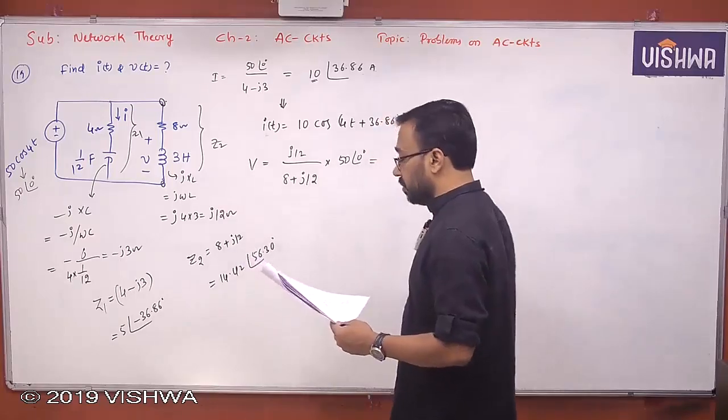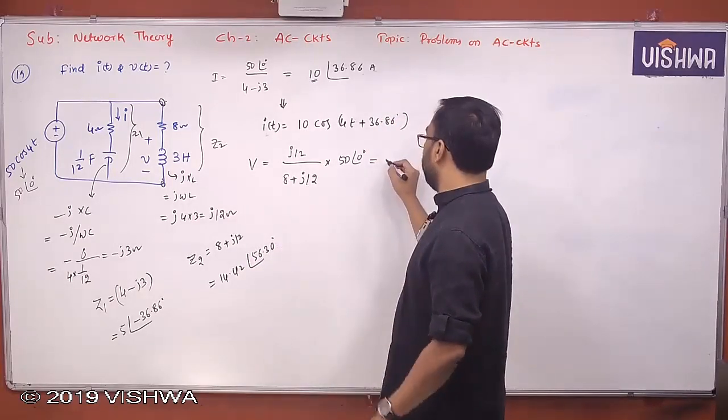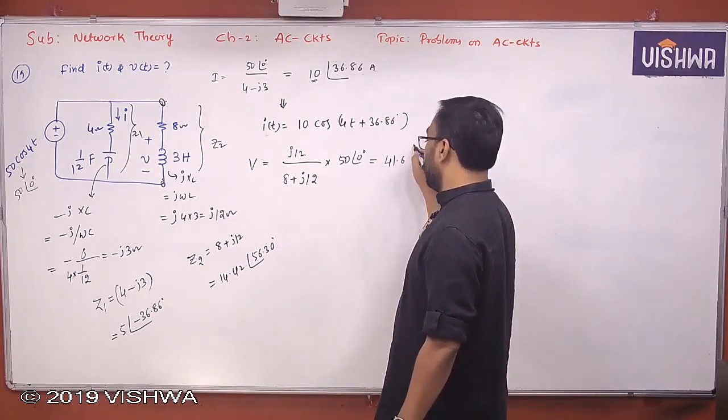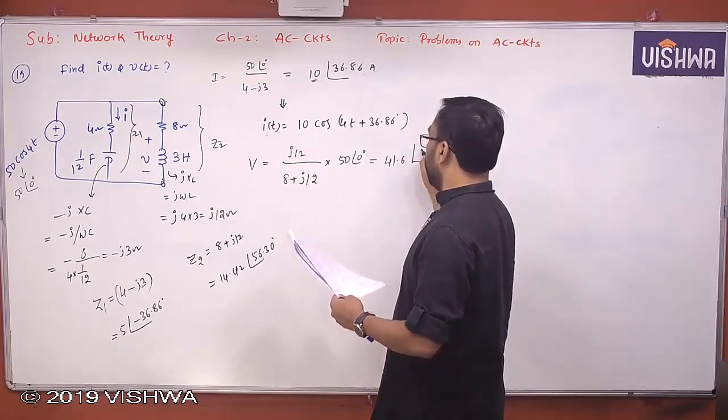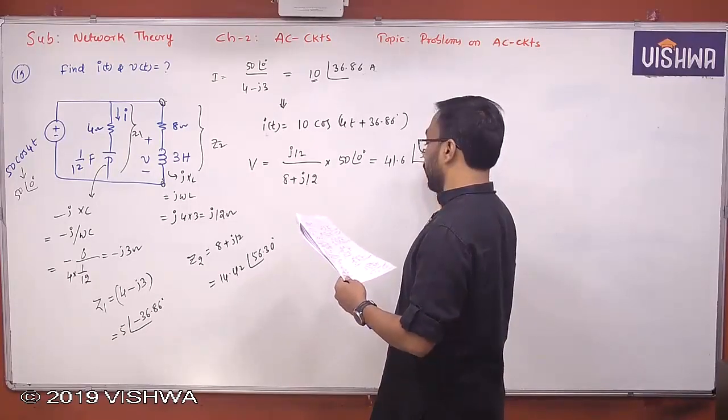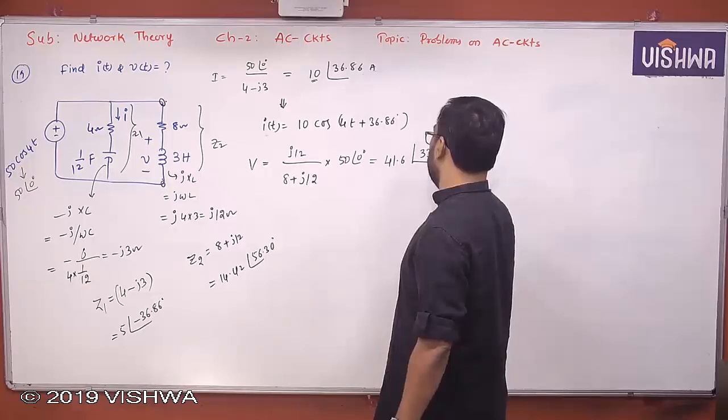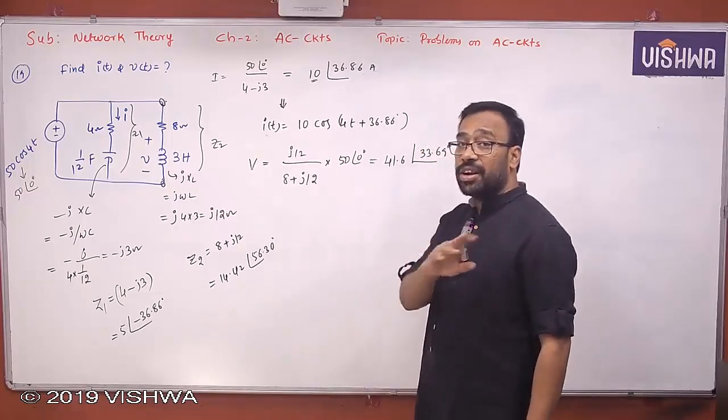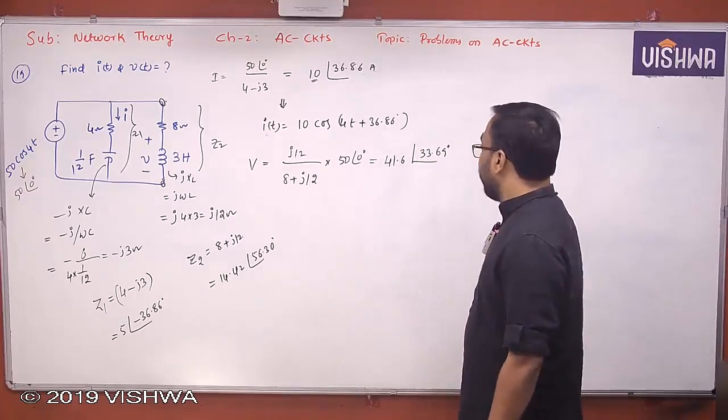This value will be 41.6 at an angle of, you get 33.69. I give you the answer directly here, but you must be good at calculator operation, as I told you already. Understand all of you, okay?